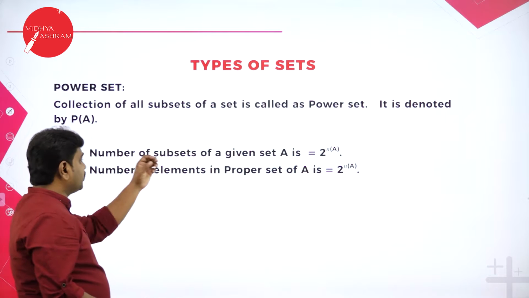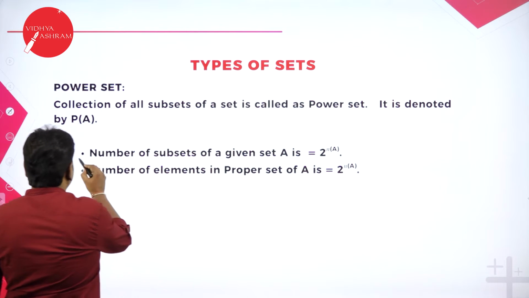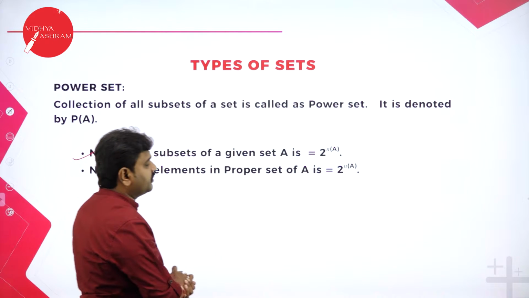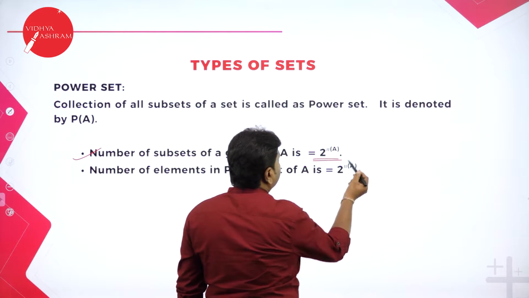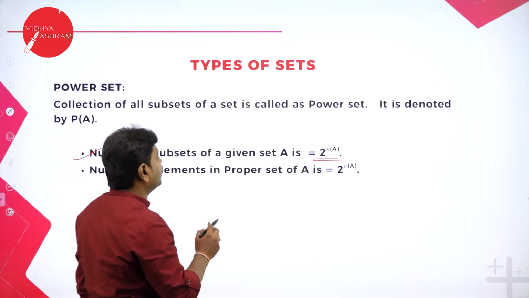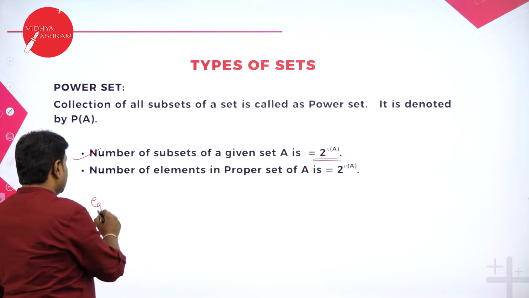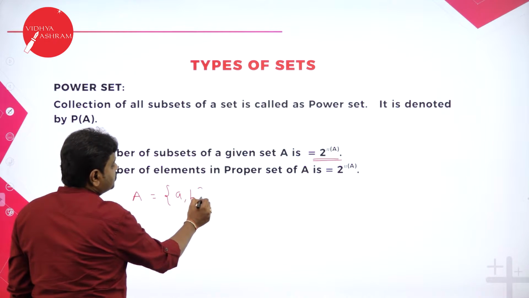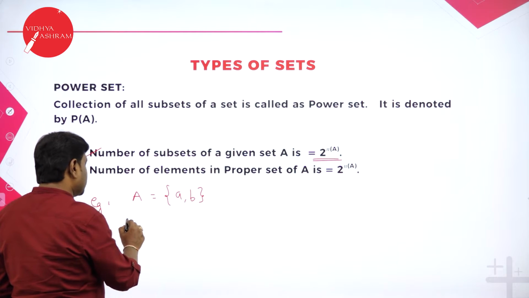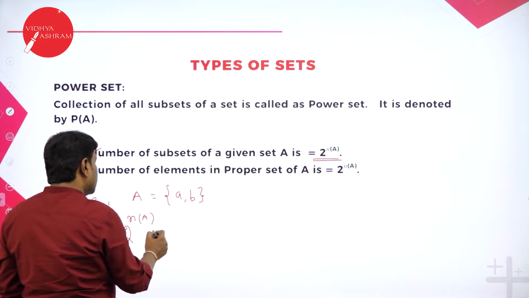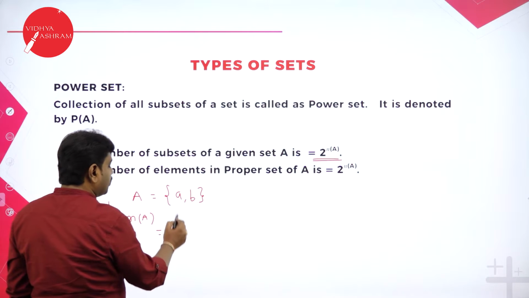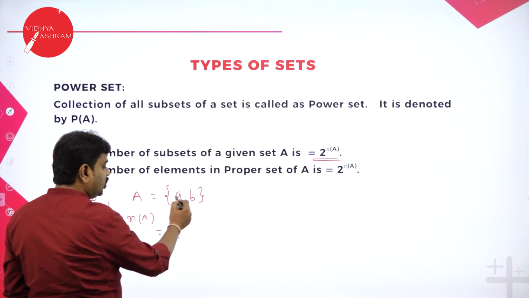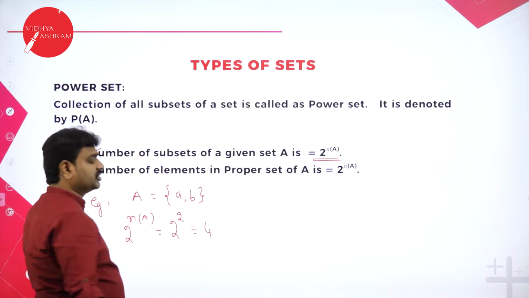Going ahead, the number of subsets for a given set. Interesting. How many subsets will there be for a given set? 2 power n of A. For example, I'll take set A containing 2 elements, A, B. How many subsets are possible? The number of subsets is 2 power n of A, which means 2 power the number of elements in A. The number of elements in A is 2. 2 squared, 4 subsets are possible.